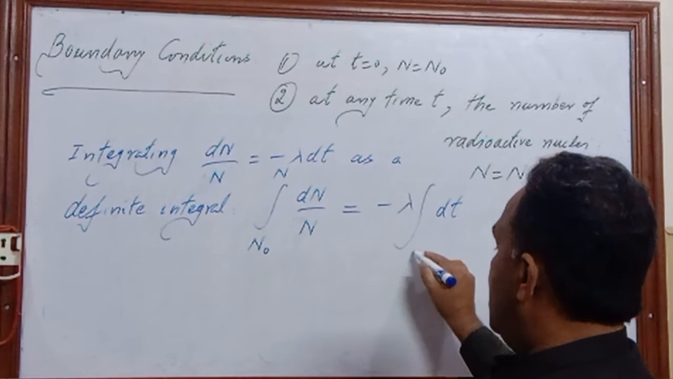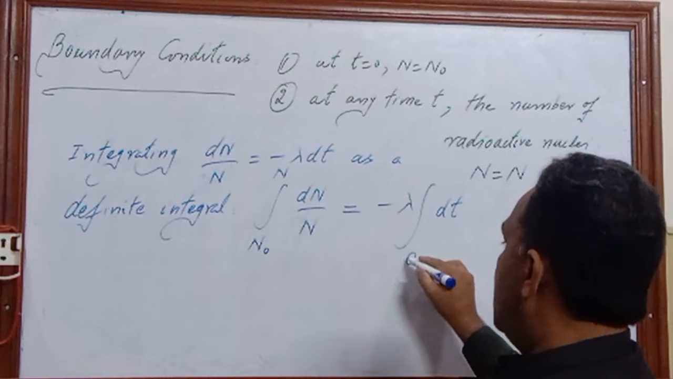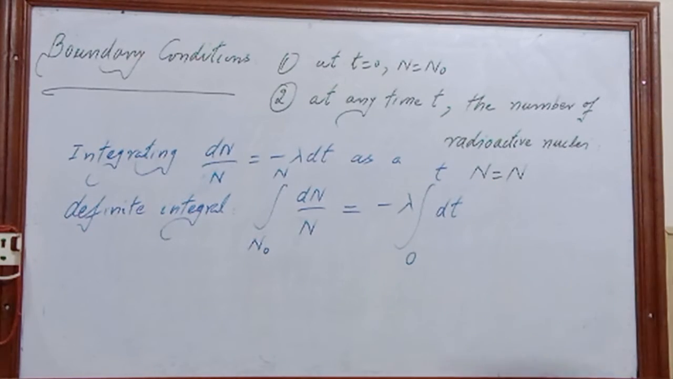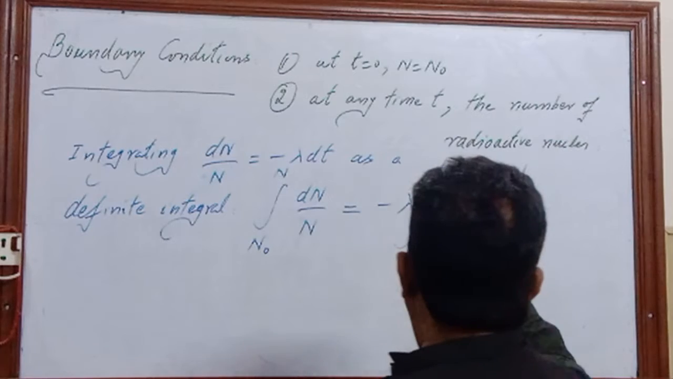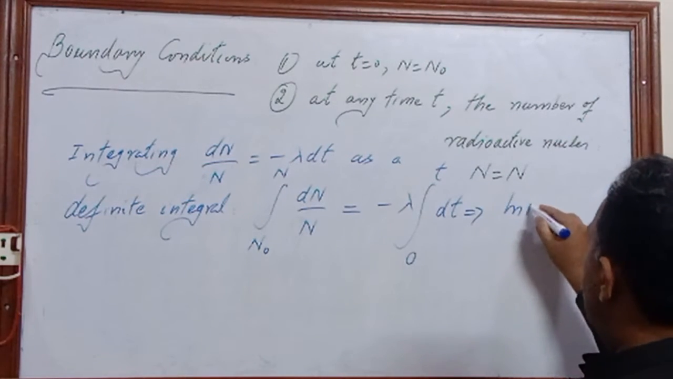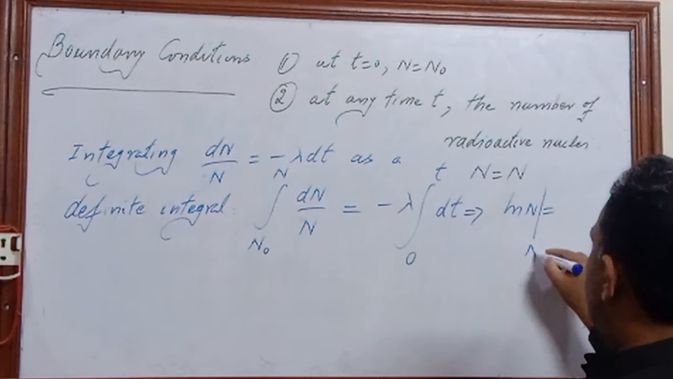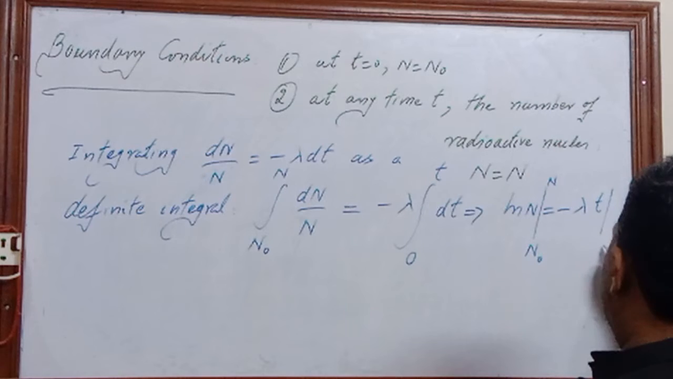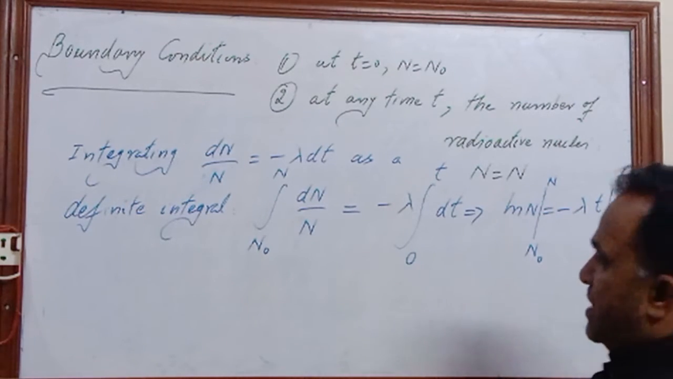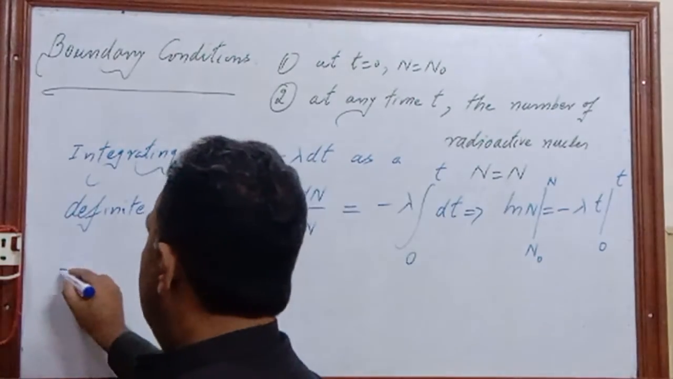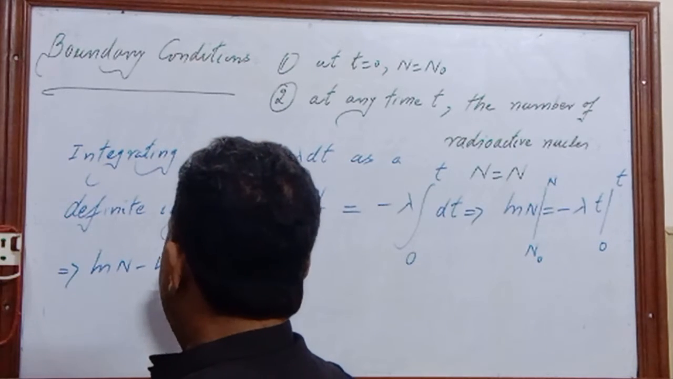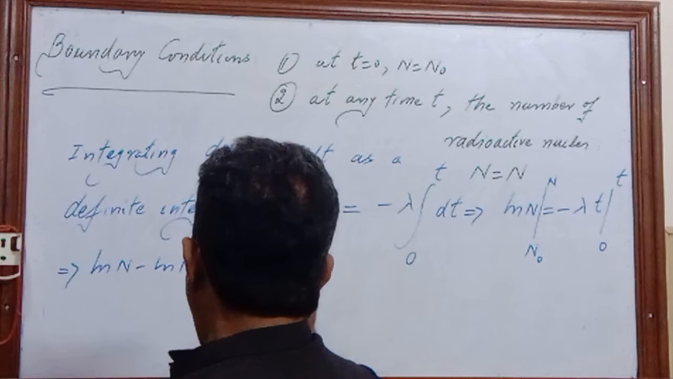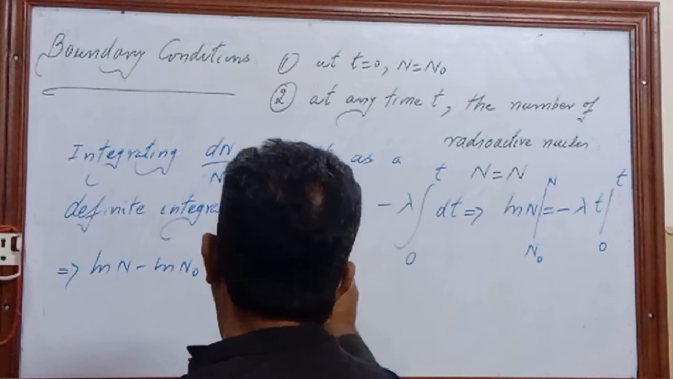On the right side, minus lambda dt, the starting time can be taken to be 0, and the final time is taken to be time t. In that case, we can integrate in definite integration style. This gives us natural log of N equals, with limits N naught to N, minus lambda t, with time limits 0 to t. Applying the limits, we get natural log of N minus natural log of N naught equals minus lambda times t minus 0.